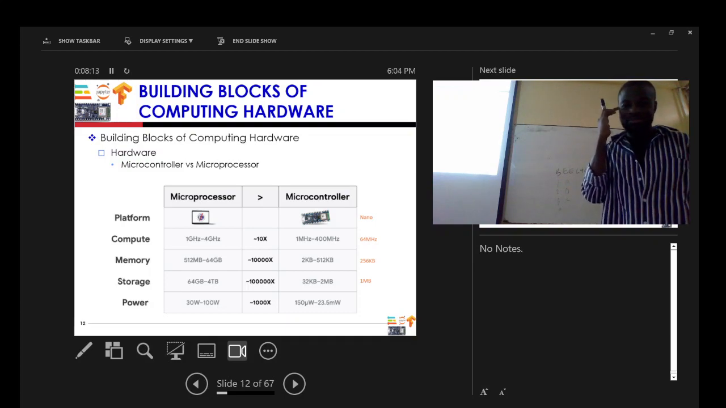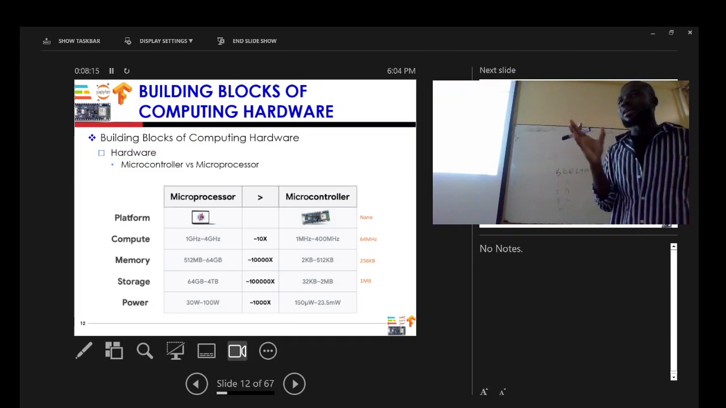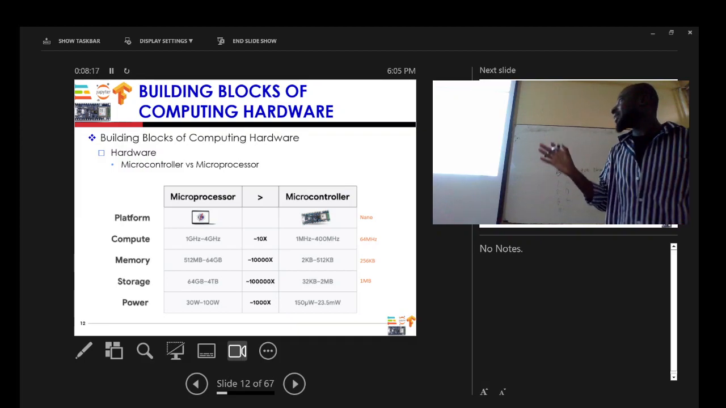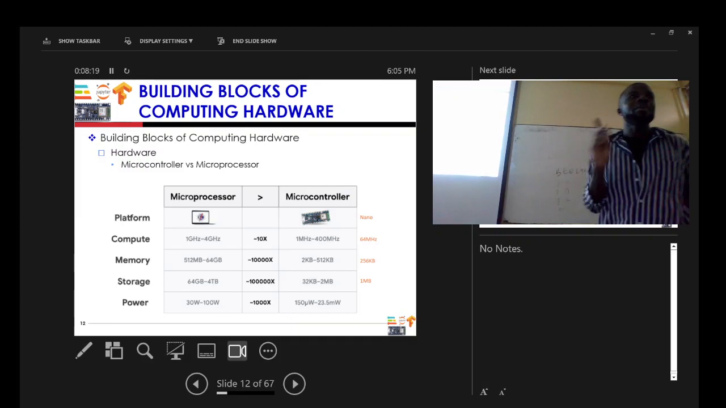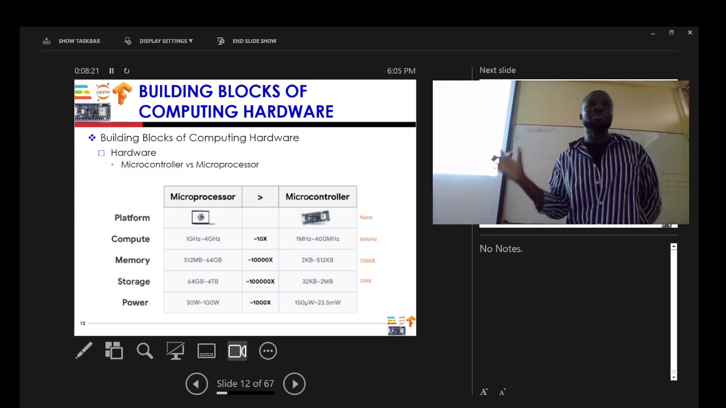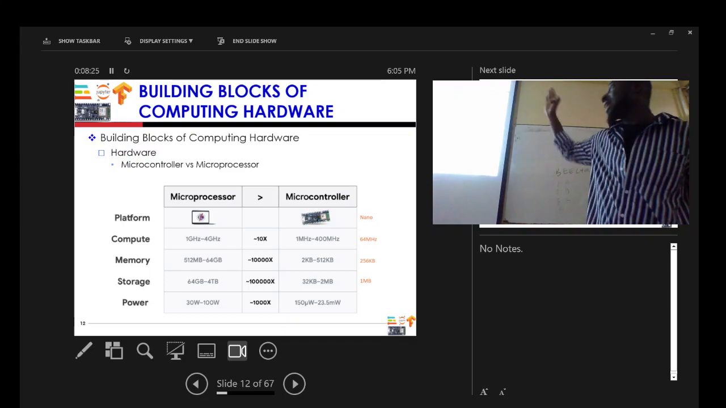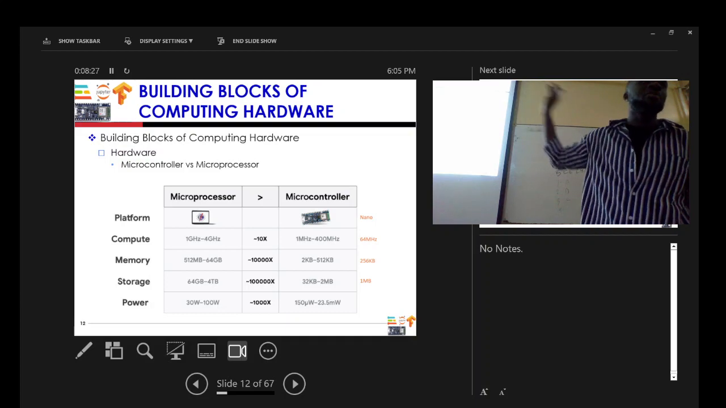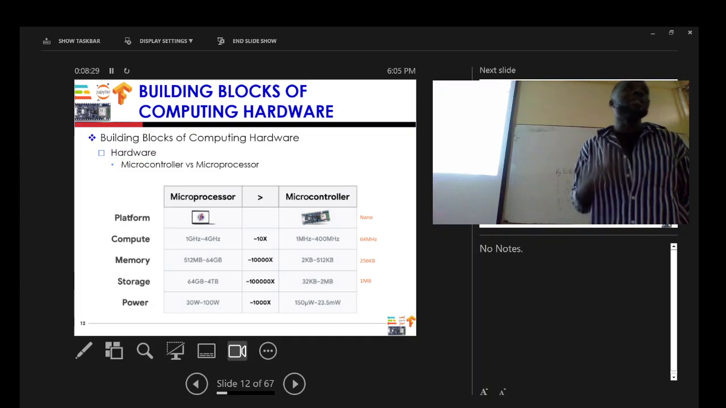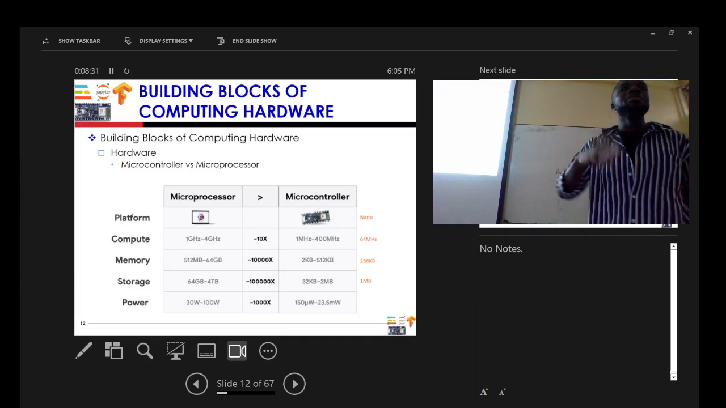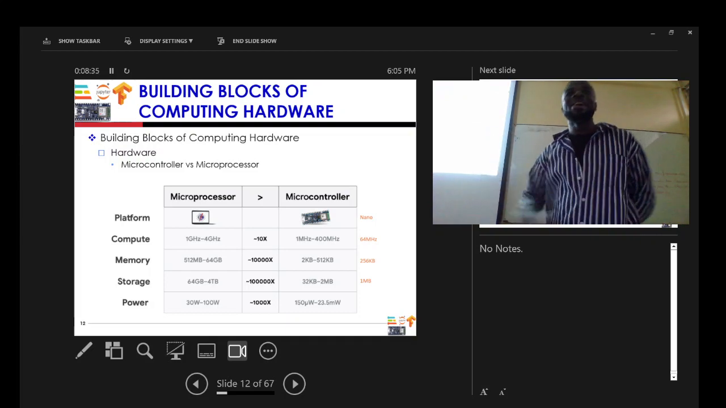So it means that once we are trying to run some kind of machine learning or stuff like that on a microcontroller, it's going to be really, really challenging because it lacks a lot of resources. So you see that everything here is lower than that of the microprocessor. So we need to do something extra to be able to compress things to be able to run it on the microcontroller.